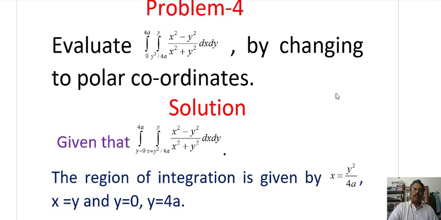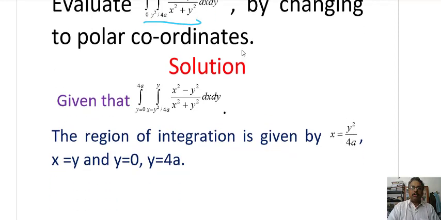Today we will discuss a new problem. Evaluate the double integral, integral 0 to 4a and integral y square by 4a to y, of (x square minus y square) by (x square plus y square) dx dy, by changing into polar coordinates. If you change into polar coordinates, this integration is very simple. Easily we can evaluate the integral. Now what is the solution?